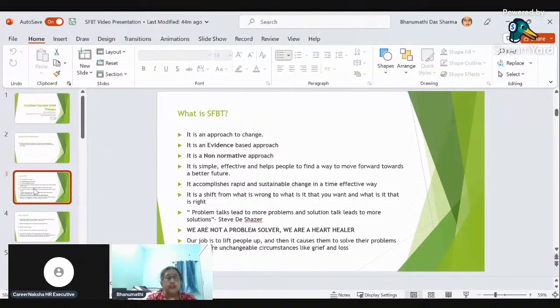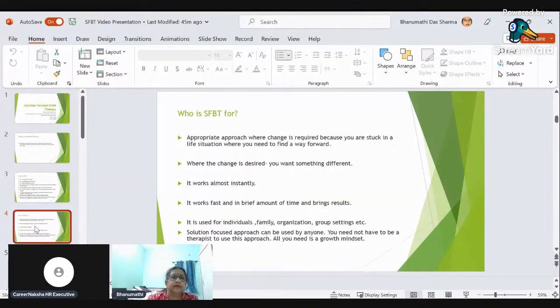As a solution focused therapist, we are not problem solvers. We are heart healers. We instill hope in the client. Our job is to lift people up, and then it causes them to solve their own problems. Or even if the problem is not solved, at least they are able to endure unchangeable circumstances. For example, it can be grief, it can be any loss. So if we do not solve the problem, we empower them to take care of their problems.